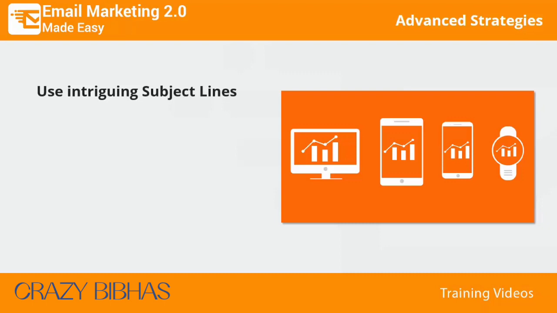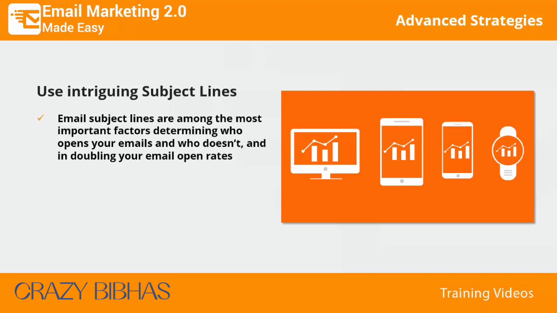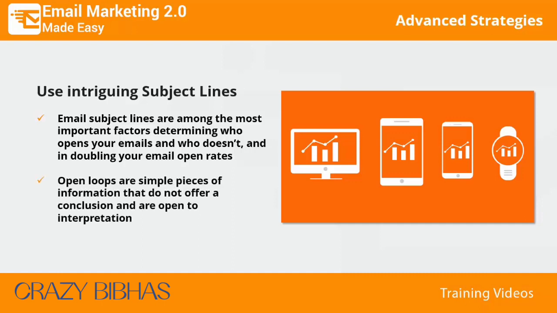Use intriguing subject lines. Email subject lines are among the most important factors determining who opens your emails and who doesn't, and in doubling your email open rates. Subject lines are what will make your subscribers want to open your emails. To make your subject lines enticing, you have to make them intriguing. To make them intriguing, nothing will work better than creating open loops in your subject lines. Open loops are simple pieces of information that do not offer a conclusion and are open to interpretation.